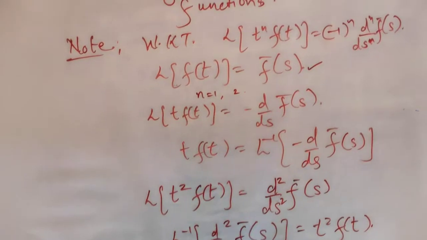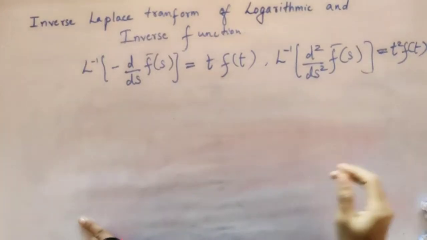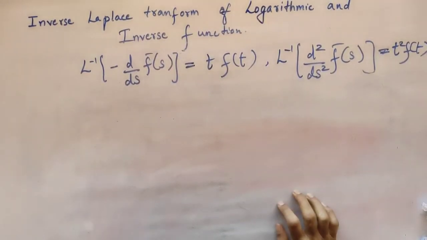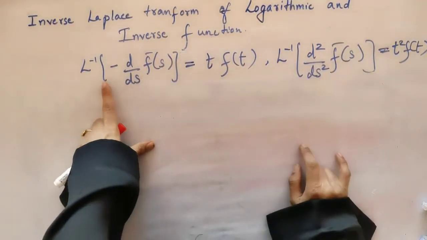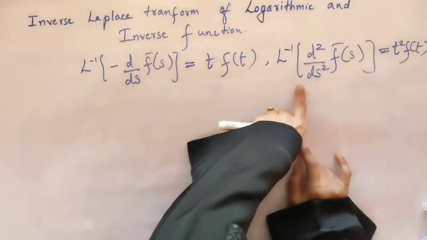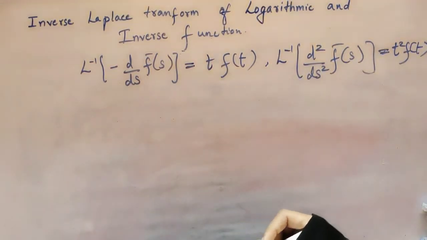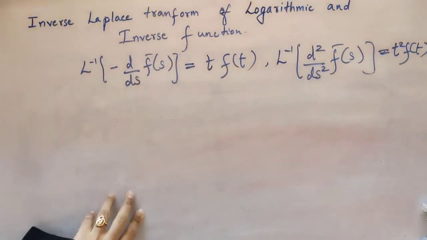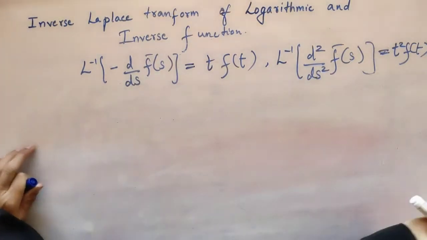So see here. The two important things which I'll be using to work with the problems, I've just written on the top: L inverse of minus d by ds of f bar of s is equal to t into f of t, and L inverse of the second derivative of f bar of s is equal to t square f of t. These two things I'll be using. I have written it on your screen. Now let us work on the problems.